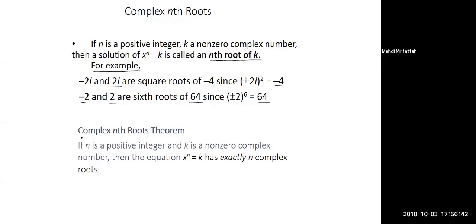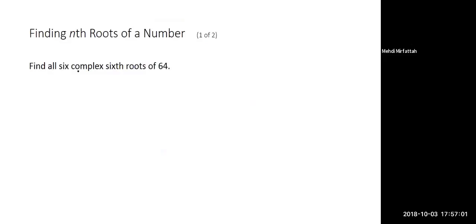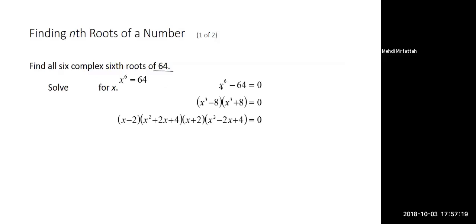Complex nth root theorem. If n is a positive integer and k is a non-zero complex number, then the equation x to the power of n is equal to k has exactly n complex roots. Find all 6 complex 6th roots of 64. So here we have x to the power of 6 is equal to 64, and basically we're going to solve for x. So we have x to the power of 6 minus 64 is equal to 0.